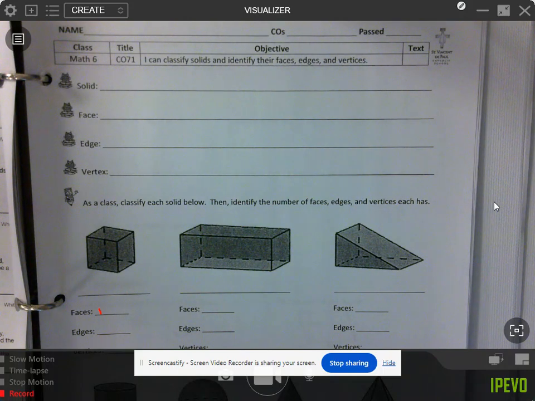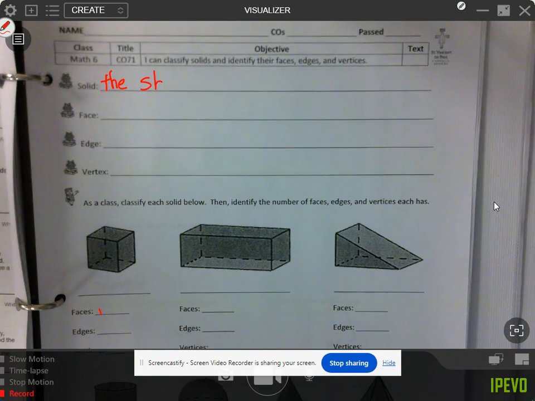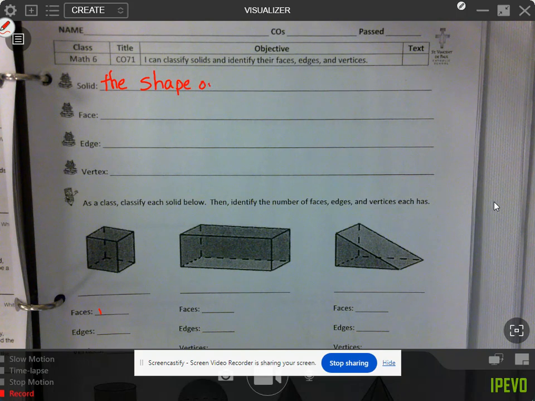So our solid is the shape or figure that has at least 3 dimensions. So it's not flat. When we talk about a circle, a square, they are flat. These are 3-dimensional. You can hold them in your hand like a baseball.